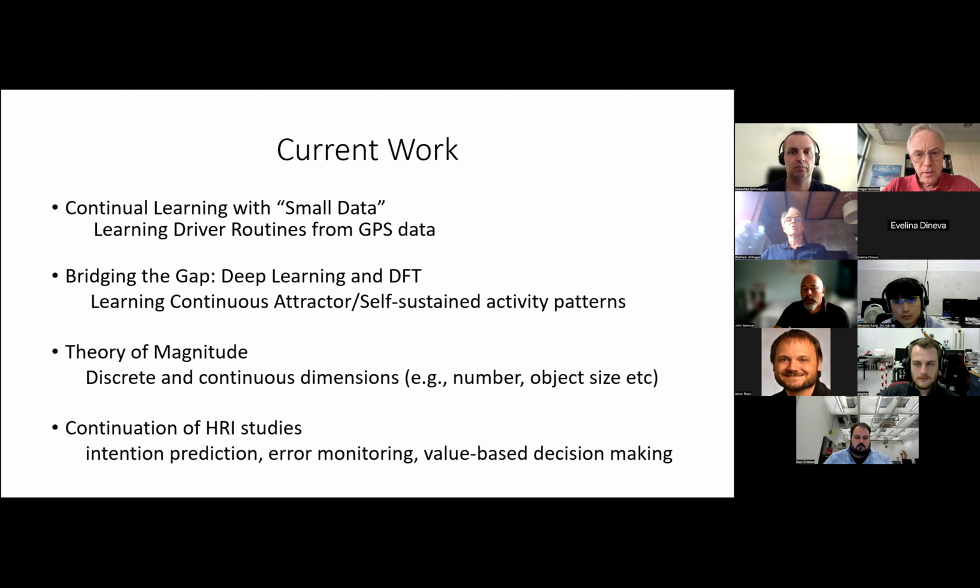Great. It was longer maybe, but I thought it might be useful. It certainly caught us up on a lot of the work that's happening in HRI, which is very interesting.